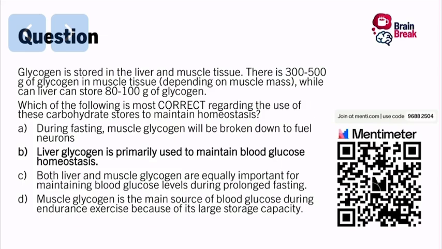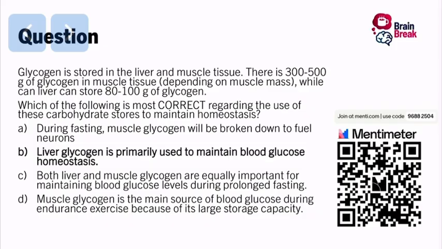Back to this question here. Glycogen is stored in the liver and muscle tissue. There's 300 to 500 grams of glycogen in muscle tissue, depending on muscle mass, while the liver can store 80 to 100 grams of glycogen. Questions about why there's so much more glycogen in muscle, but when you consume food later on, like liver, if you consume liver meat, it still has glycogen left, but muscle is exhausted.